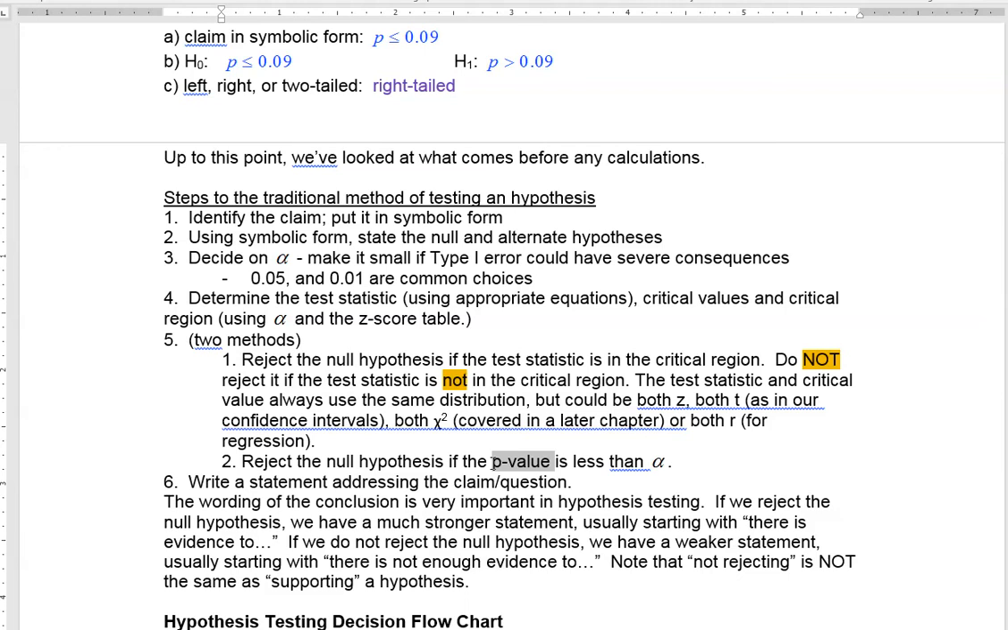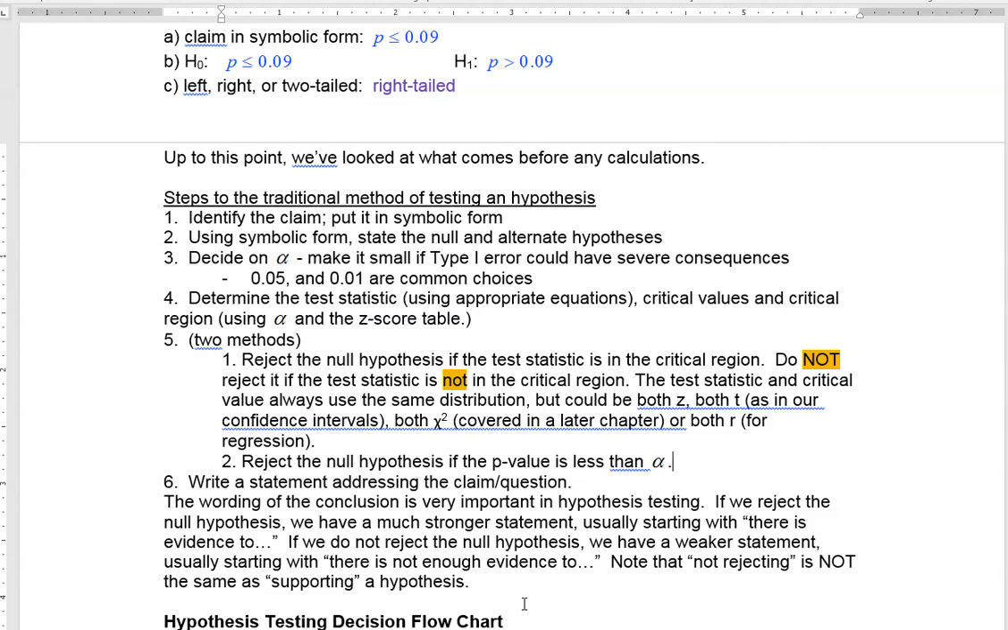So p-value is another calculation we're going to look at in a little bit. Not quite yet. That'll be next lesson as well. So the last step, and we're going to jump to this, is writing a statement addressing the claim. So the wording of the conclusion is really important on these questions, and it's one of those things that's really easy to mess up. But again, it's completely logical. So work your way through the logic and you'll come to the right statement.